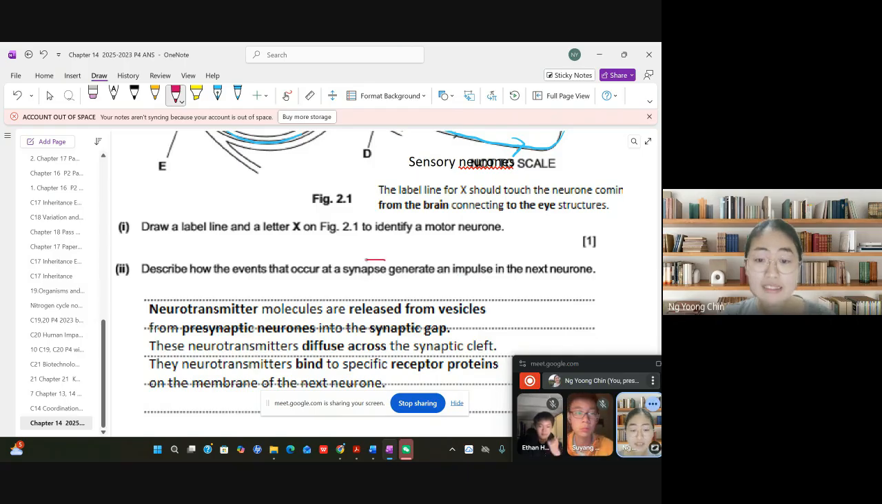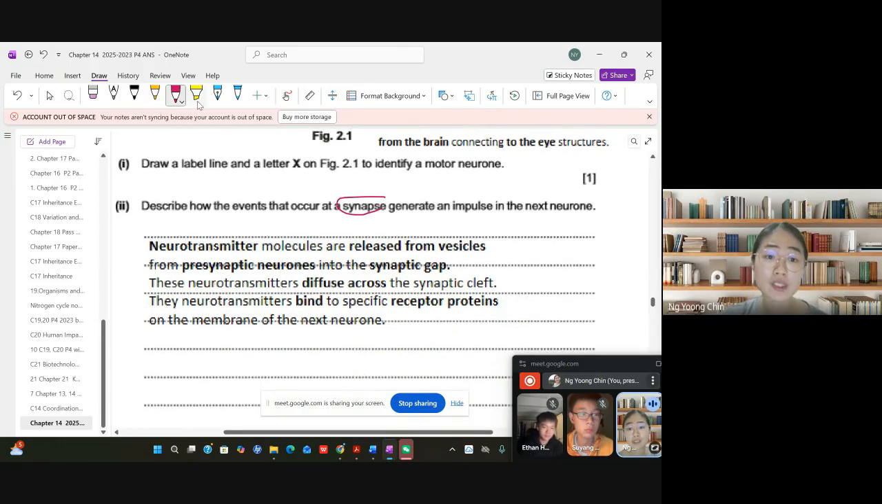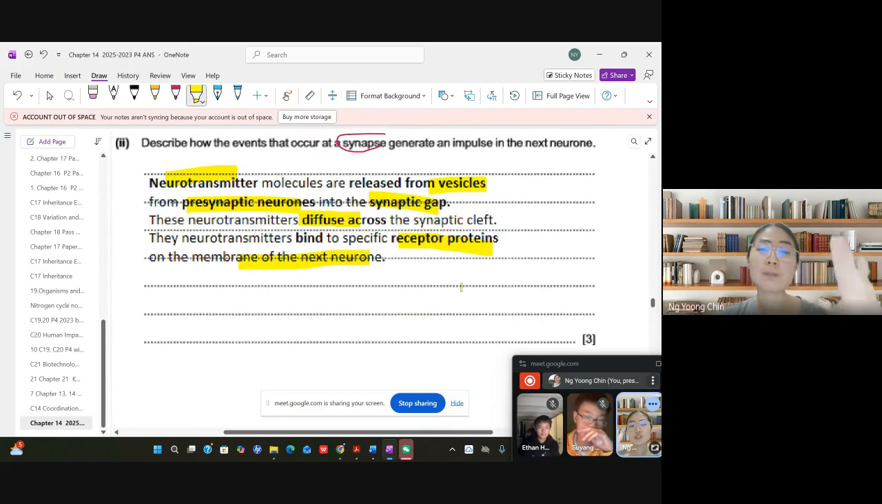See, synapse. Whenever the question asks about synapse, you should write about a few important keywords. You should write about the neurotransmitter from the pre-synaptic neurons. The neurotransmitter is released from the vesicle in the pre-synaptic neurons and gets into the synaptic gap. Later the neurotransmitter diffuses across the cleft. Then the neurotransmitter binds to the receptor proteins on the postsynaptic neurons. 3 marks.